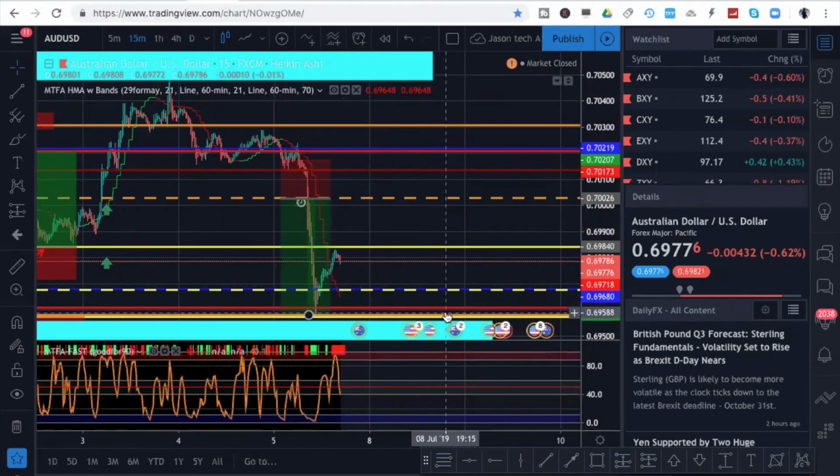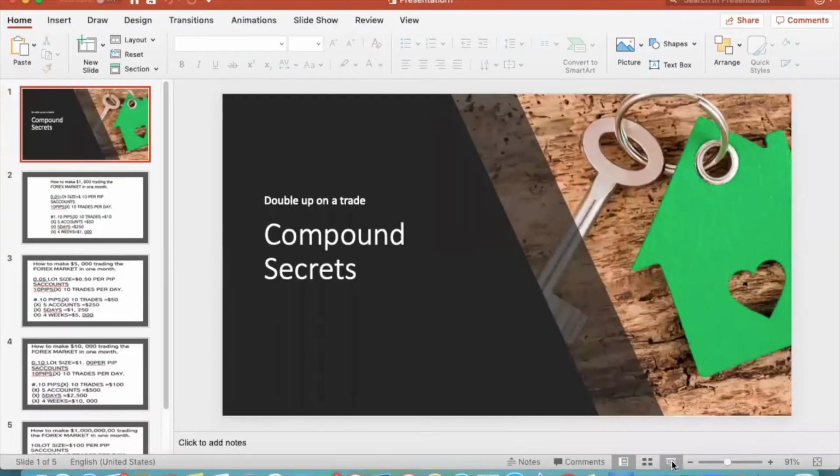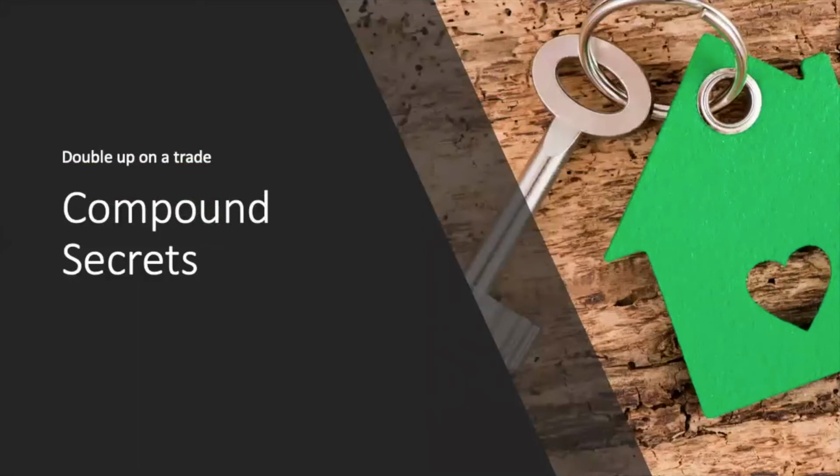When you're compounding a trade, you want to get into another lot size. Basically, when you're compounding, you want to make sure that you're doing it the right way, doubling up on the trade. So this is what I got. As you can see, double up on the trade, compound secrets.